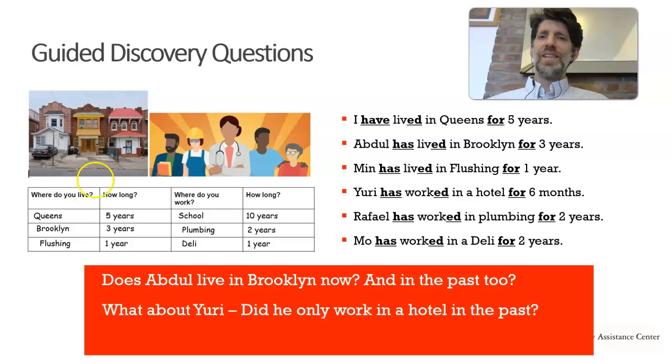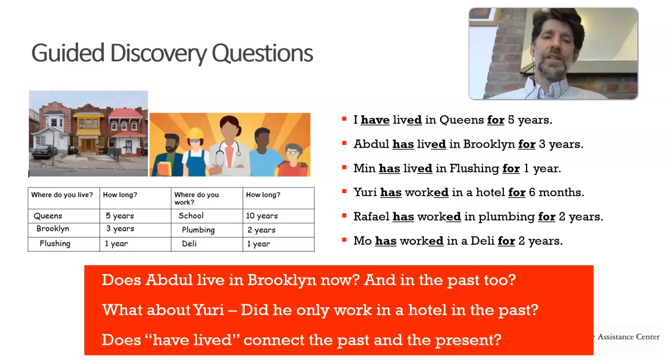Ask a question about some of the other sample sentences. What about Yuri? Does he work in a hotel? Did he only work in a hotel in the past? No, they already know the answer to that. And so what that leads up to with this particular grammar is this very targeted question about the grammar. Does have lived connect the past and the present? Yeah, they can see that from the context, from the examples, from their lives. They can see that, oh yeah, this is connecting the past and the present.